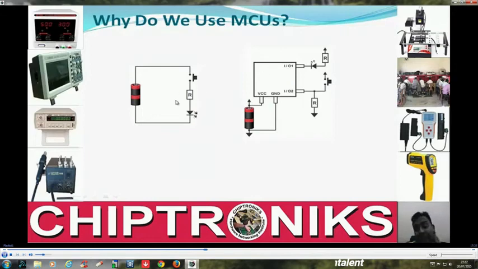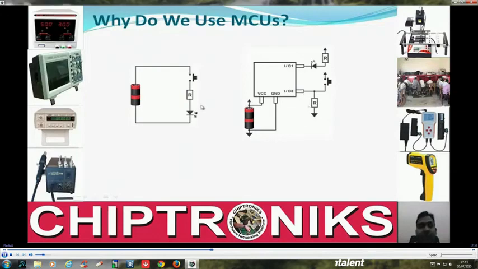But if we want some kind of twist to this application, like we want the LED to turn on 10 minutes after pressing this switch, then we require a microcontroller, and this same work can be done through this microcontroller. This microcontroller has 4 pins: these are 2 input pins and these are 2 output pins.